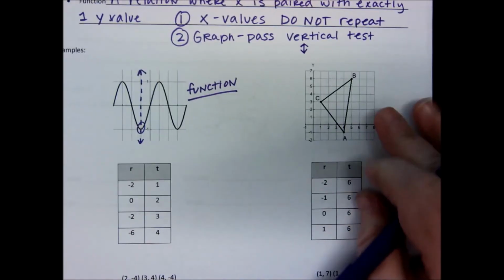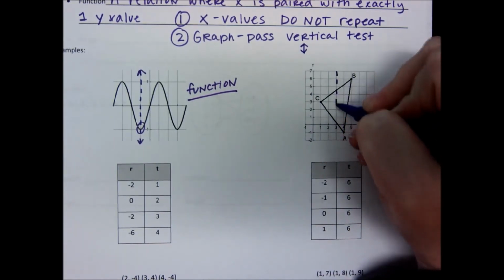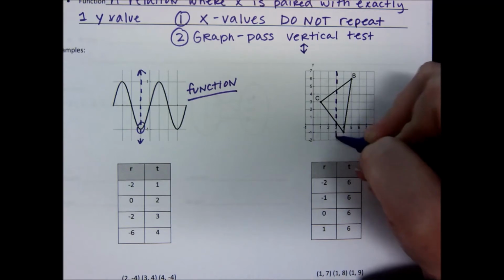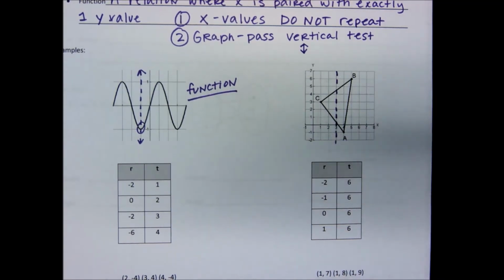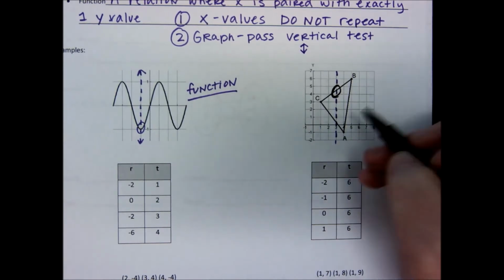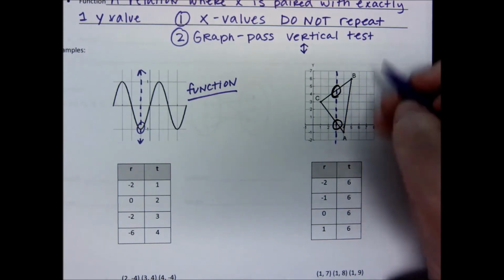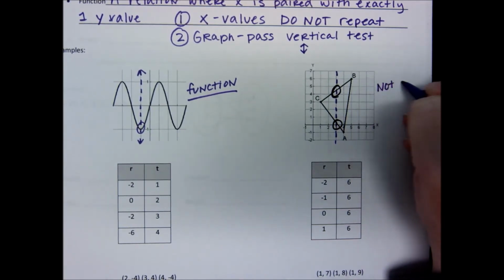Now let's look at this one. If I drew my vertical line right here, how many times does this vertical line touch the graph? Well, it touches it once right here, and then it touches it once down here. So since my vertical line touches the picture twice, this is not a function.